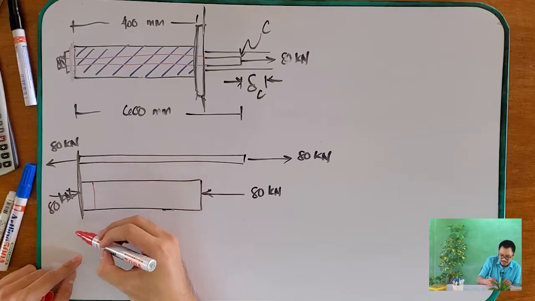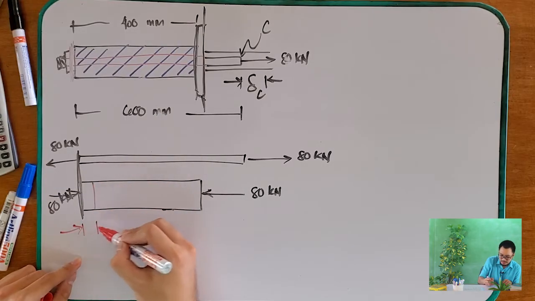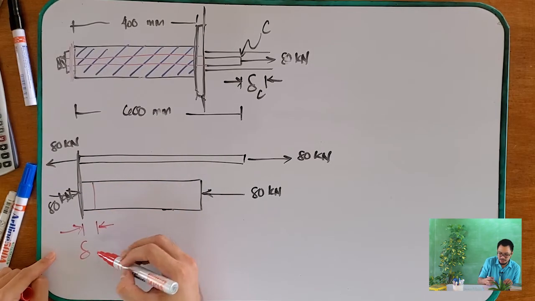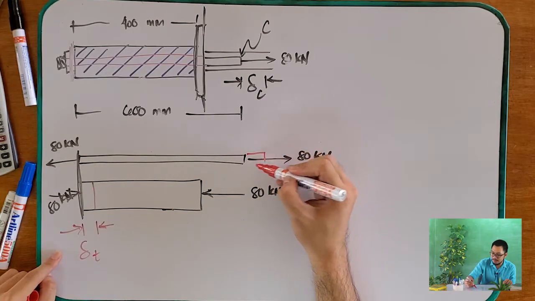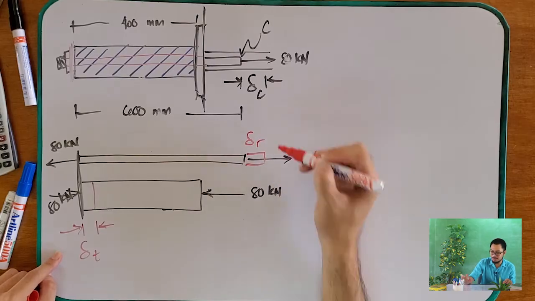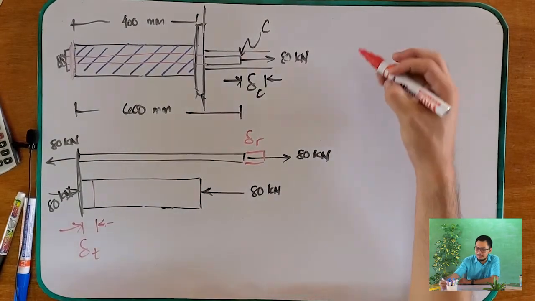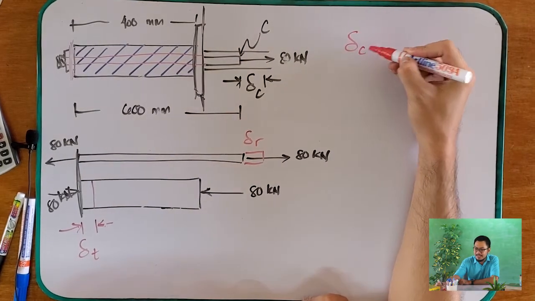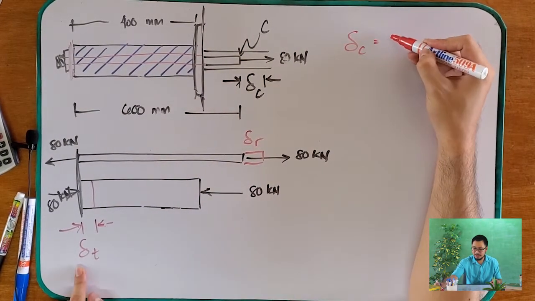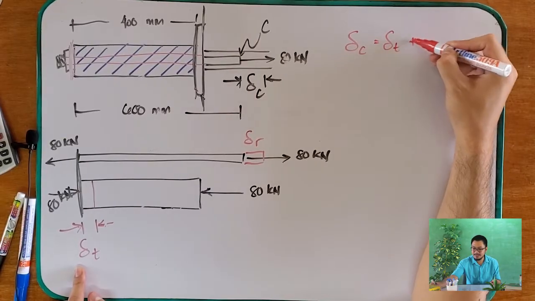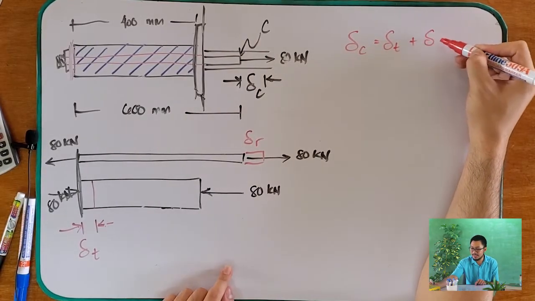Okay. So our tube shortens. And then there is a deformation in our tube. And then our rod also has a deformation. So therefore, you can create this equation. Delta C is equal to delta T plus delta R.